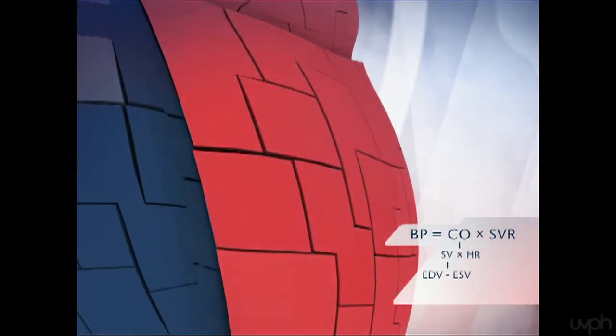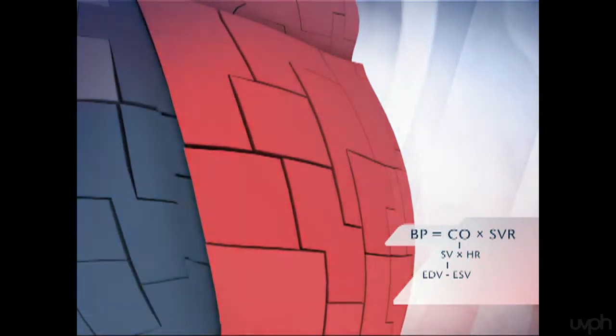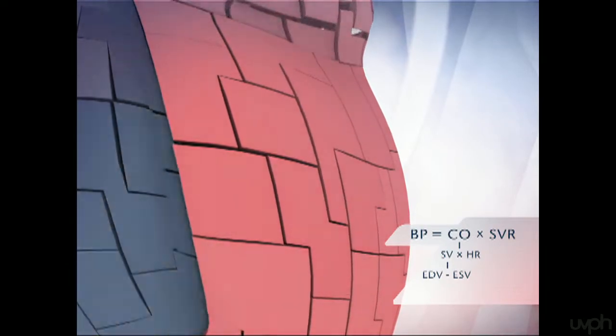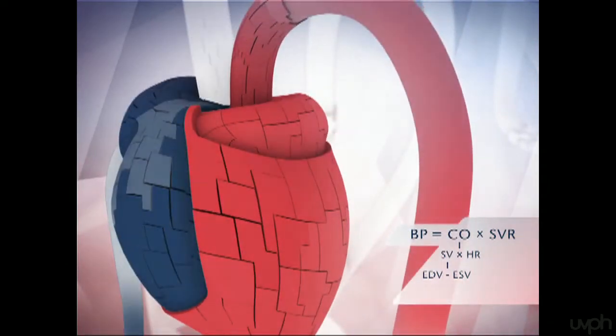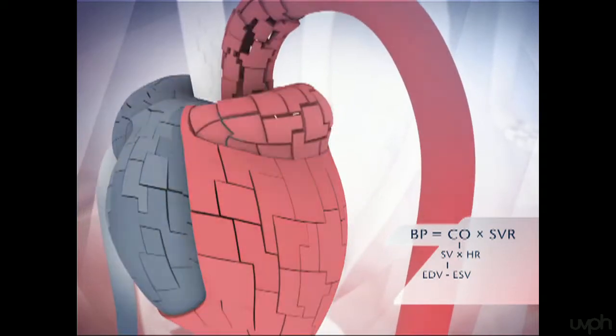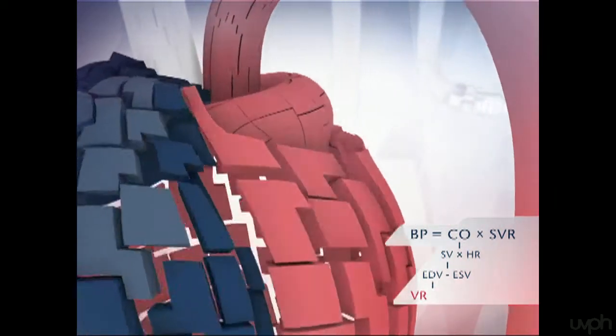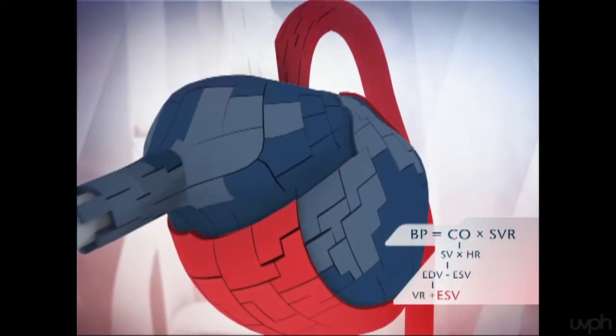Any factor that alters end diastolic volume will change the stroke volume and therefore the cardiac output. Finally, the end diastolic volume, or preload, is determined by the amount of venous return plus the end systolic volume.